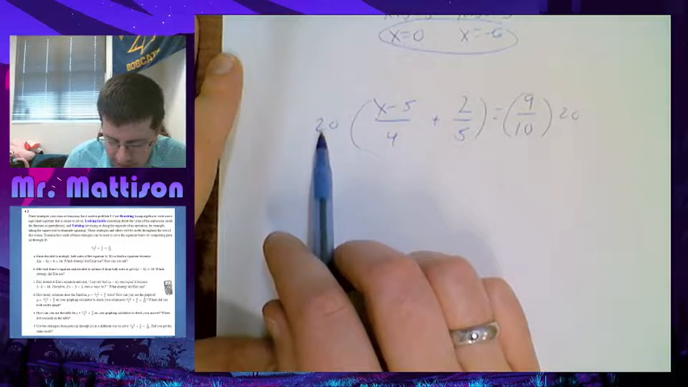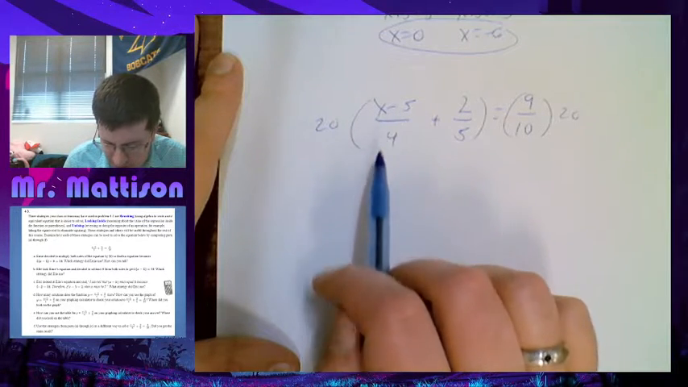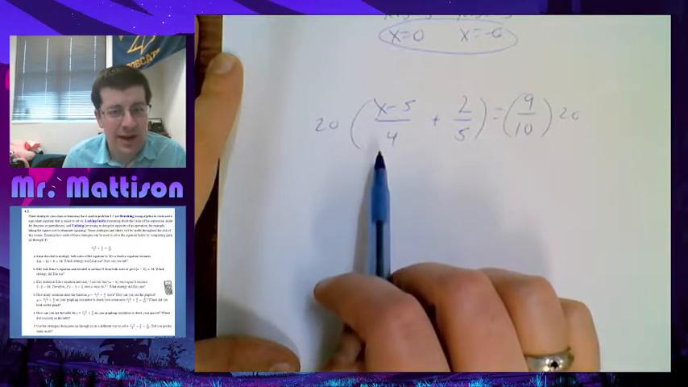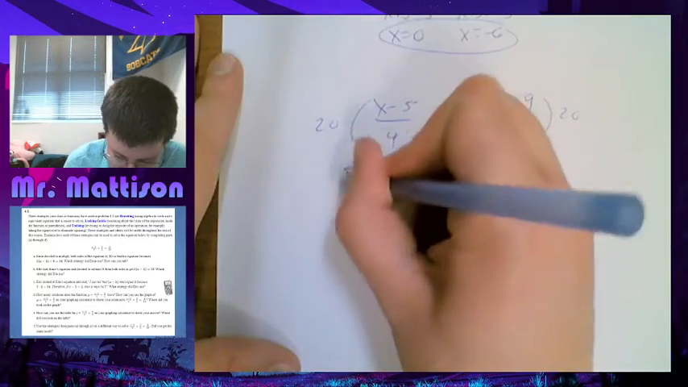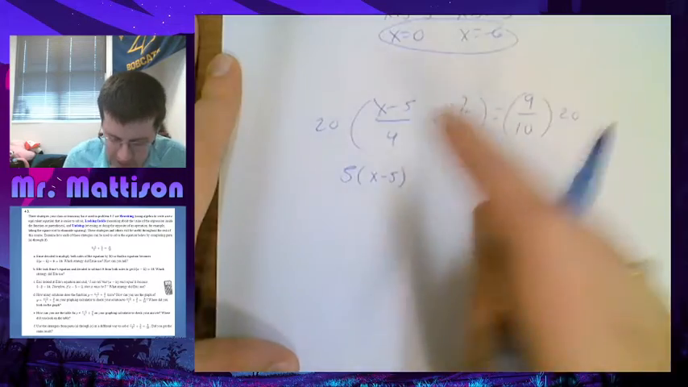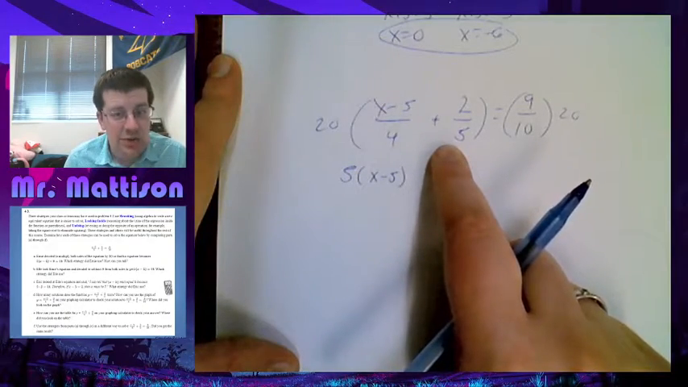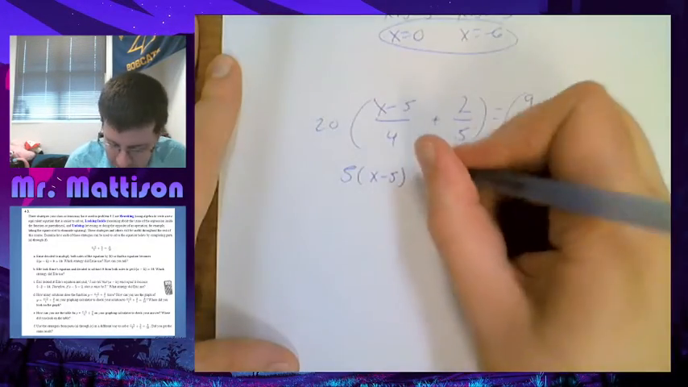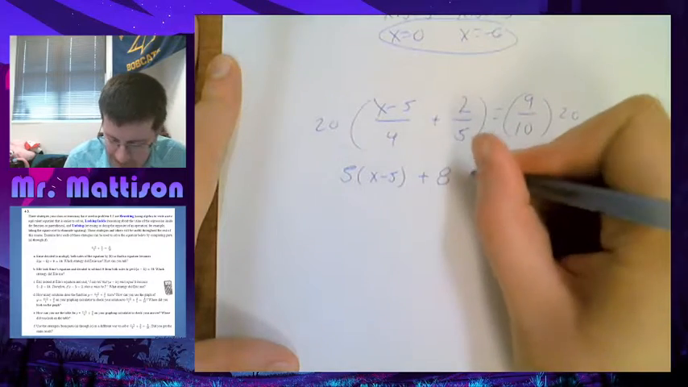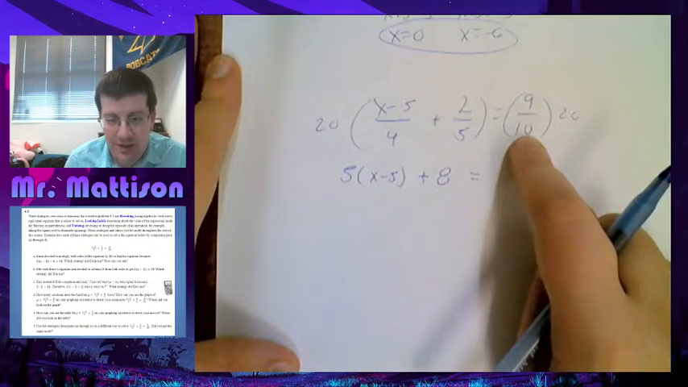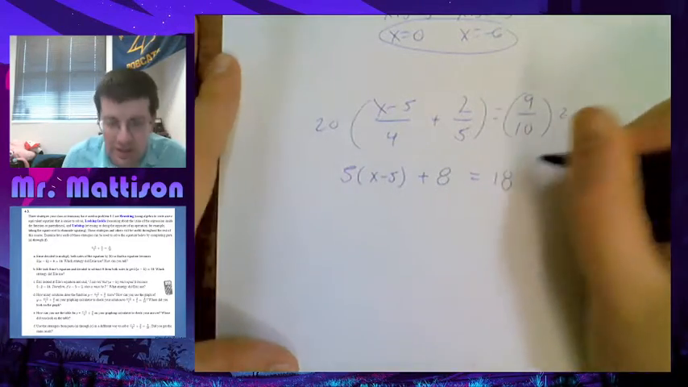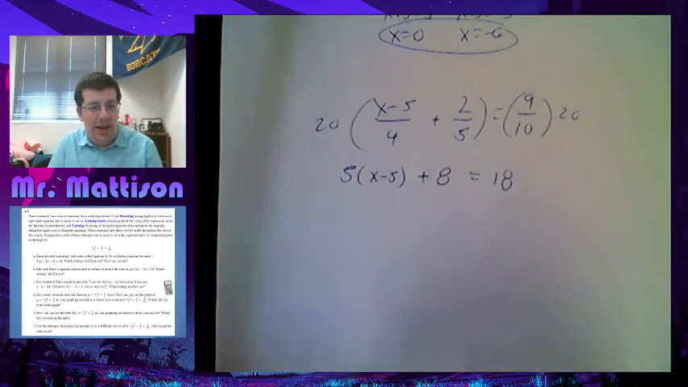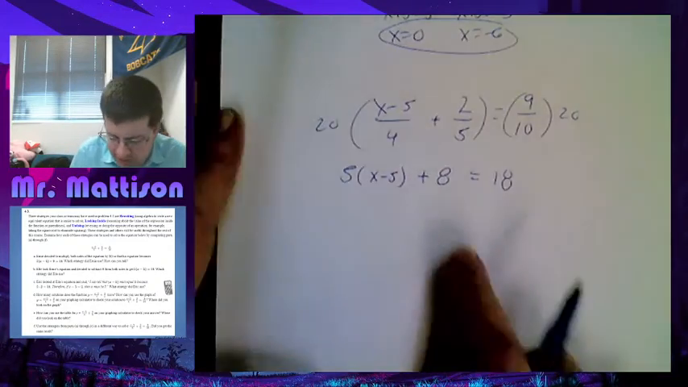So 20 times something over 4, the 20 to 4 is going to reduce to a 5. So this turns into 5 times x minus 5. 20 over 5 is going to turn into a 4. So that's 4 times 2, which is also known as 8, equals 20 over 10 is going to reduce down to just 2. 2 times 9 is 18. And there we go. So now I can just solve out this. This is relatively easy for me to solve out.